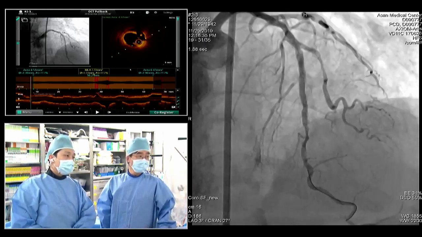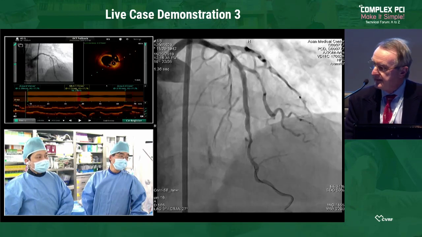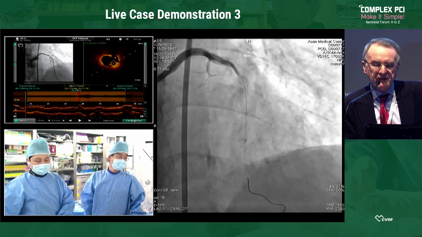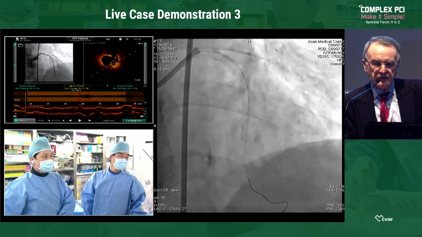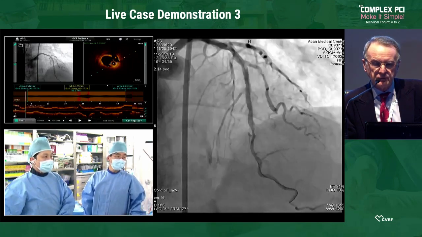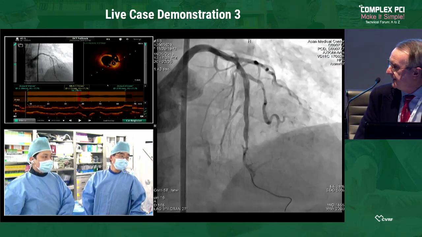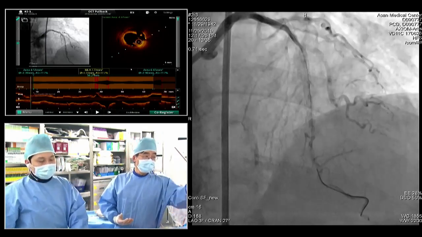I would do a balloon dilatation distal to the stent and see what happens, maybe with a 2.5 semi-compliant balloon, and then consider a drug-eluting balloon. But let's see, I would reevaluate after having done the distal dilatation.